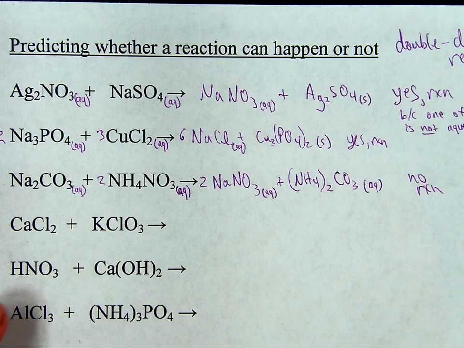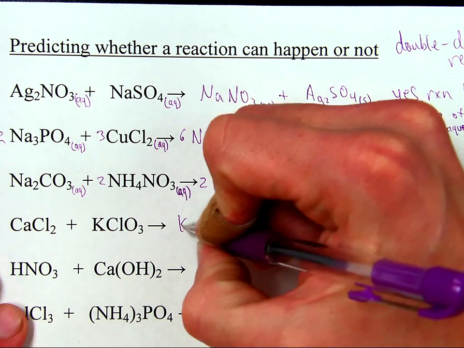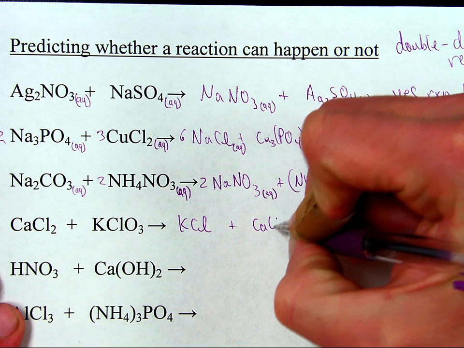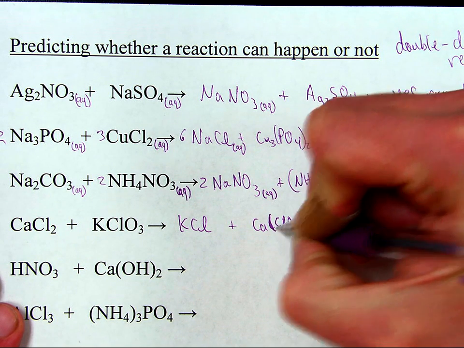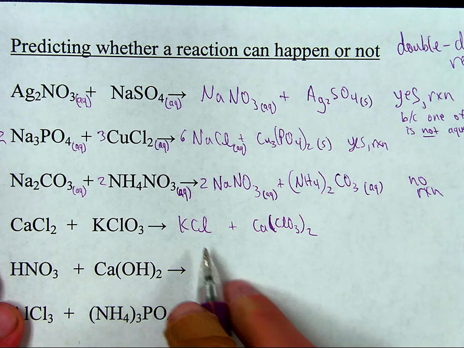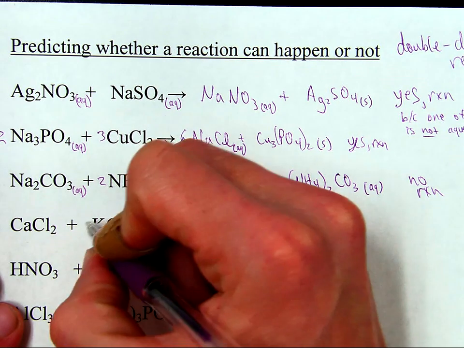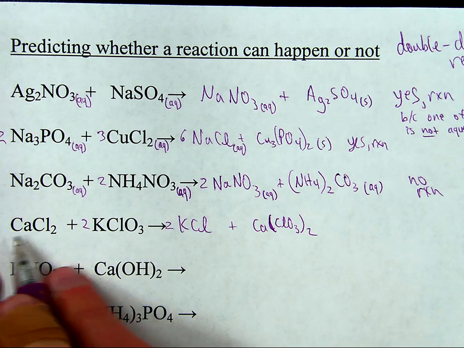Calcium chlorate, potassium chloride. KCl plus Ca, and then 2 chlorates, because chlorate's a -1 and calcium's a +2. That's the correct formula, so let's see, 2 chlorates, 2 potassiums, 2 chlorines, 1 calcium. Okay, correctly balanced.